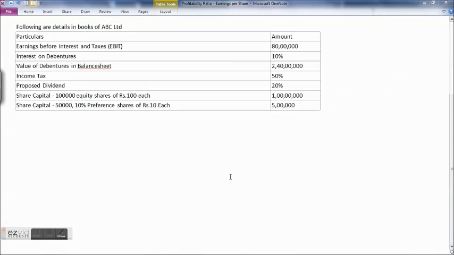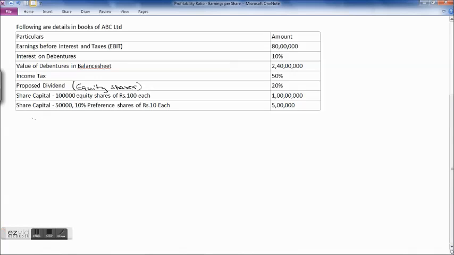Now this is an example. Following are the details in the books of ABC Limited. Earning before interest and tax is 80 lakhs, interest on debentures is 10%, value of debentures in the balance sheet is 2 crore 40 lakhs, income tax is 50%, proposed dividend is 20%. This proposed dividend is on equity shares. Share capital: 1 lakh equity shares of rupees 100 each, so 1 crore. Share capital: 50,000 10% preference shares of rupees 10 each, 5 lakh rupees. We are required to calculate earning per share.